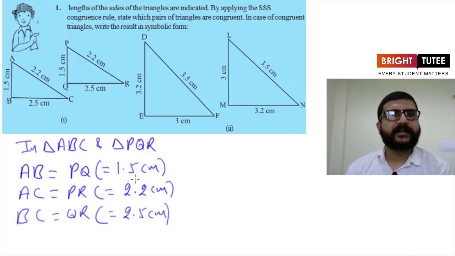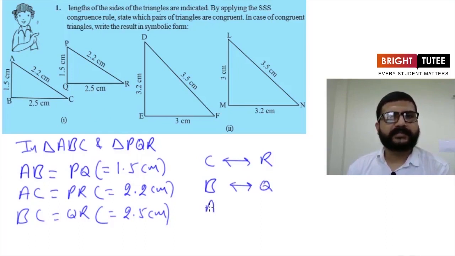For that we need correspondence of vertices. Now here AB is equal to PQ. AB is this side and PQ is this one. Now vertex opposite to AB is C. So it means C corresponds to vertex opposite to PQ, that will be R. And the second pair of equal sides is AC is equal to PR. Now vertex opposite to AC is B. So it means B corresponds to vertex opposite to PR and that will be Q.